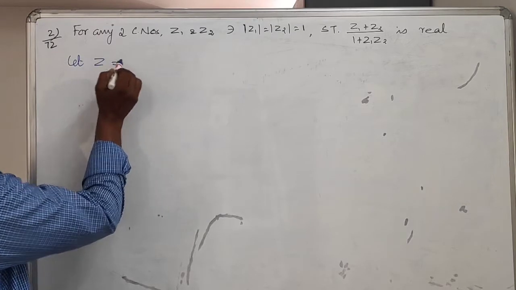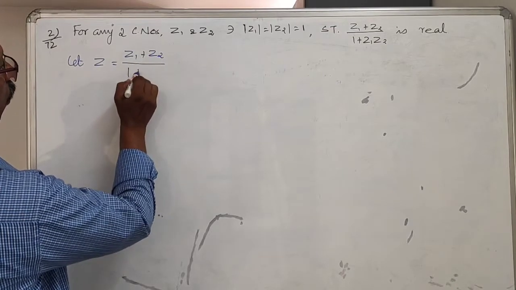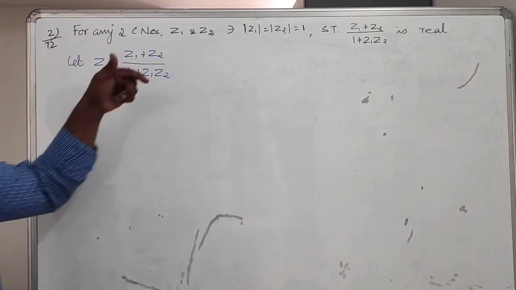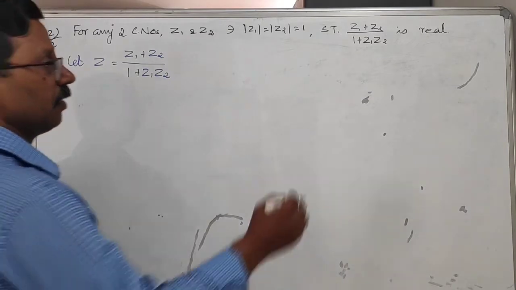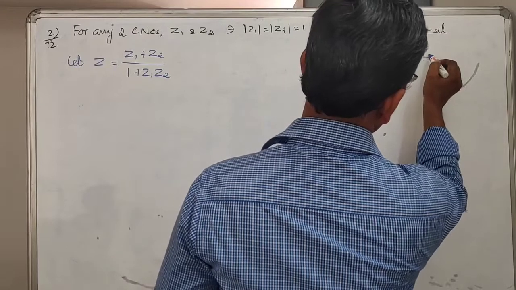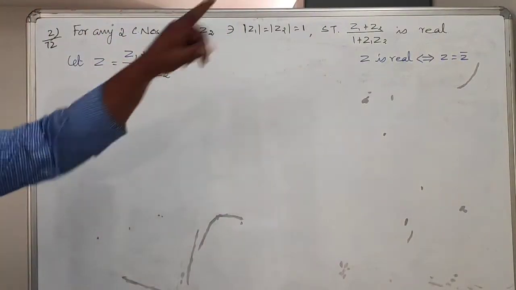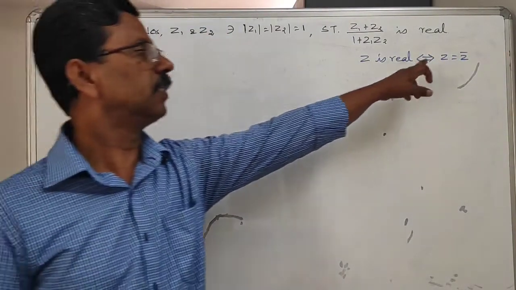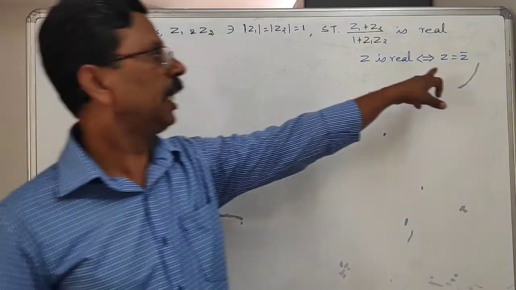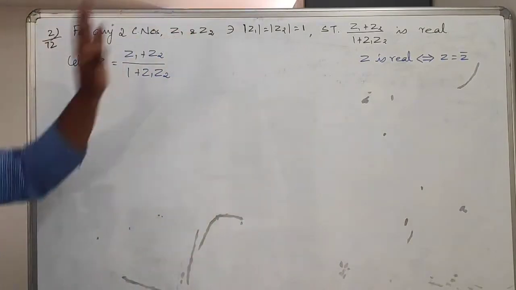Let Z be equal to Z1 plus Z2 by 1 plus Z1 into Z2. Now we have to prove that this Z is real. When can we say Z is real? We can say Z is real if and only if Z is equal to Z bar. Now here, to prove this as real, we need to prove that Z bar is also equal to Z. Now our problem is to prove only these things.